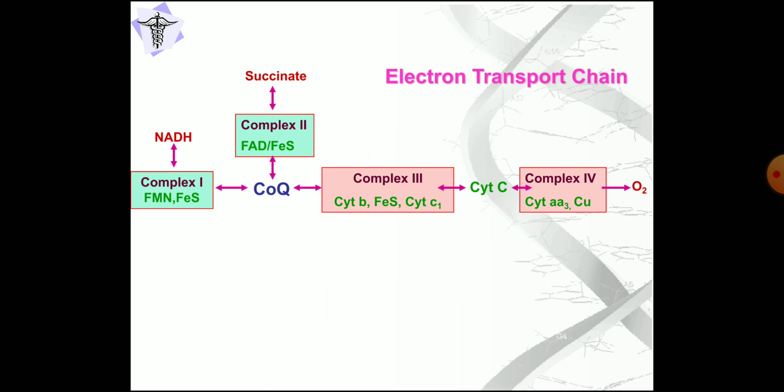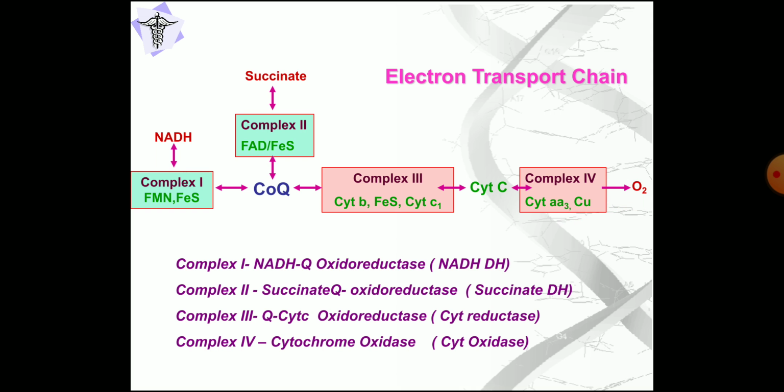So here you can see NADH to complex 1 through FMN and FeS, then succinate to complex 2 through FAD and FeS, and from the carrier coenzyme Q it is transferred to complex 3, where the FeS and cytochromes B and C1 are. Then through cytochrome C it is transferred to complex 4, where there is cytochrome A3 and a copper-containing protein also, and finally to oxygen. So all these complexes are written here.